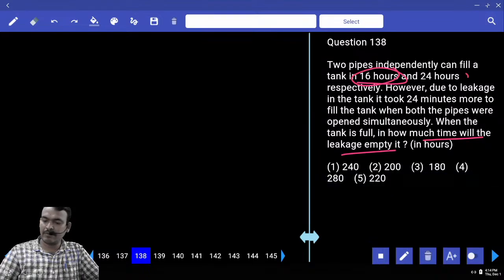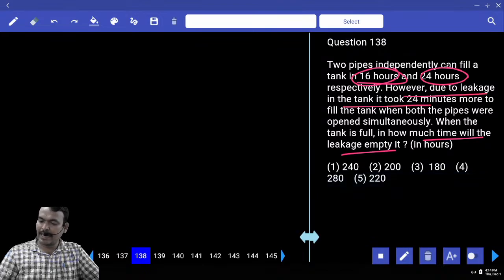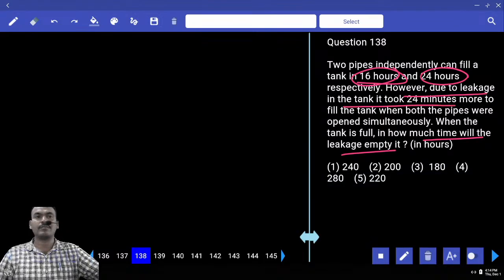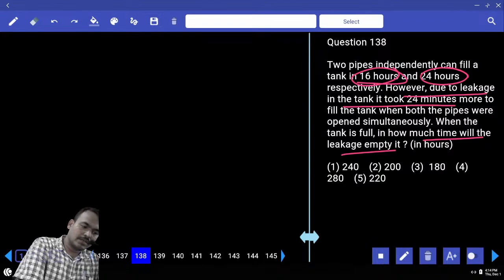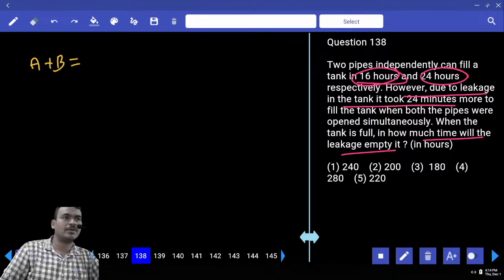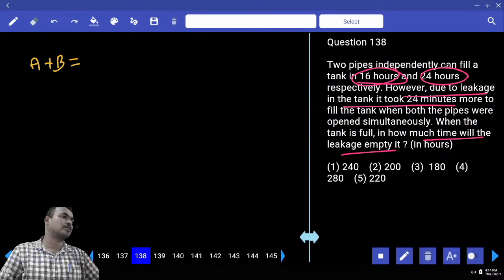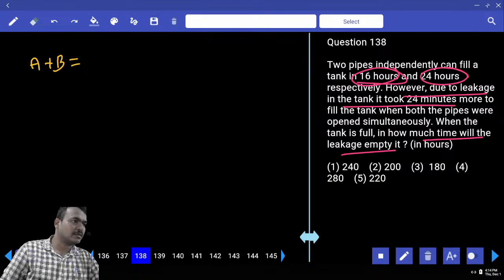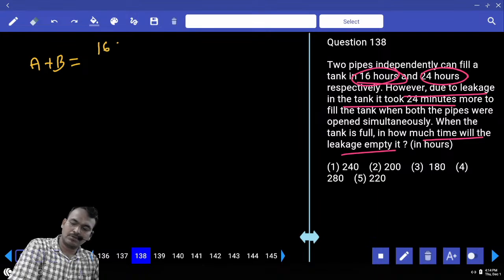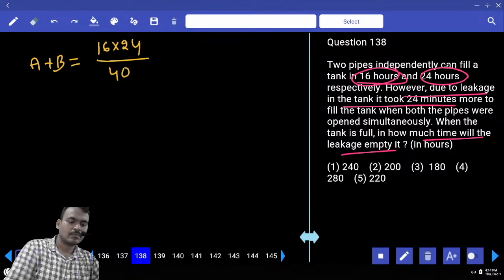Only the first pipe can fill the tank in how many hours? 16 hours. The second one is how many hours? 24 hours. However, due to leakage, it took how many minutes more? 24 minutes more. First, we need to identify A and B together. A and B together means product by sum or product by difference? Product by sum. Then we write 16 into 24 by 16 plus 24.